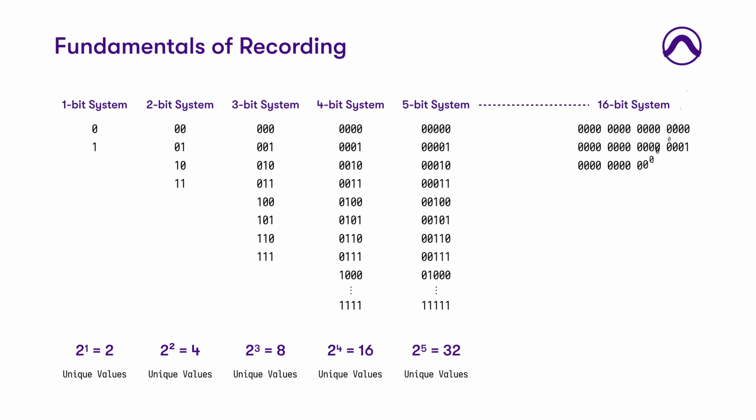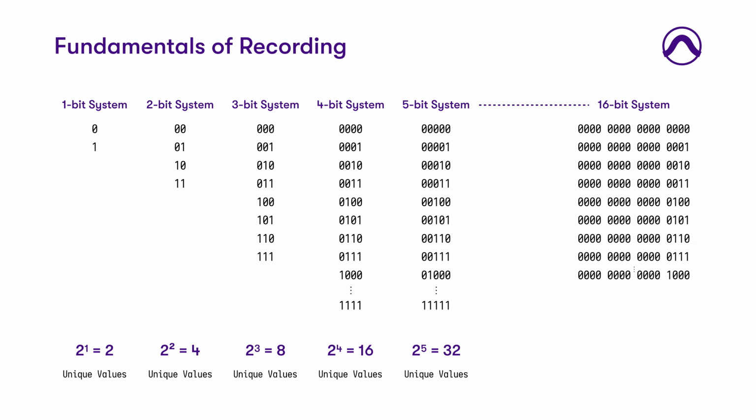And as we go on, a 16-bit system will give us 2 raised to 16, which is 65,536 unique values. So how does this number matter? Why do I need so many unique values? What are these unique values? It matters because these unique values are actually my volume levels of the converted signals.